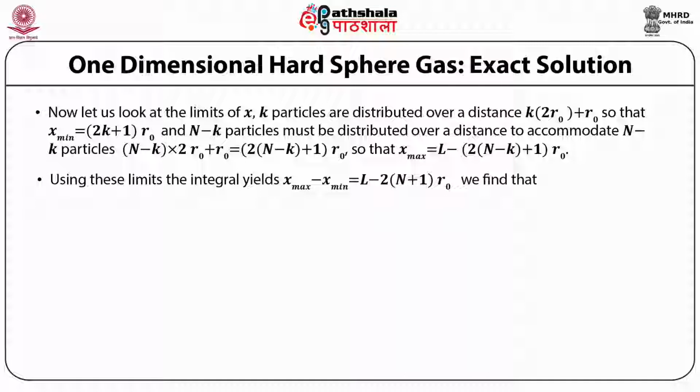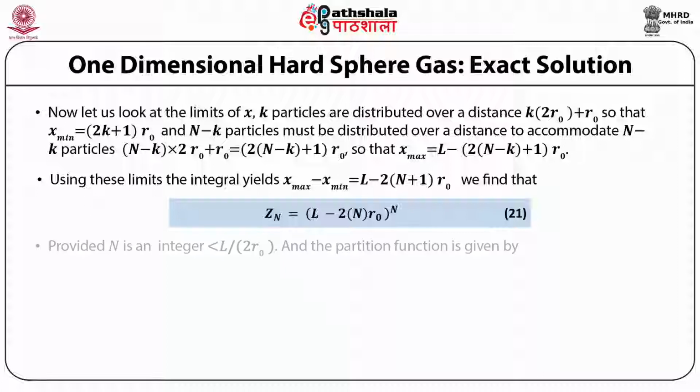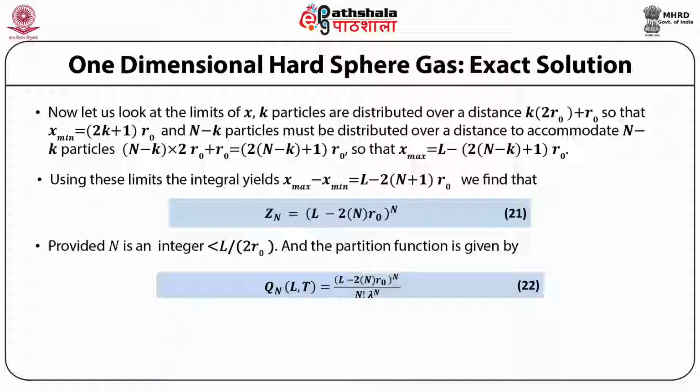Using these limits, the integral yields x maximum minus x minimum is equal to l minus 2 times n plus 1 r naught, so that we find that Zn is equal to L minus 2 times n r naught whole raised to power n, provided n is an integer less than L upon 2 r naught. And the partition function is then given by Qn as a function of L and T is equal to L minus 2 times n r naught raised to power n divided by n factorial lambda raised to power n.